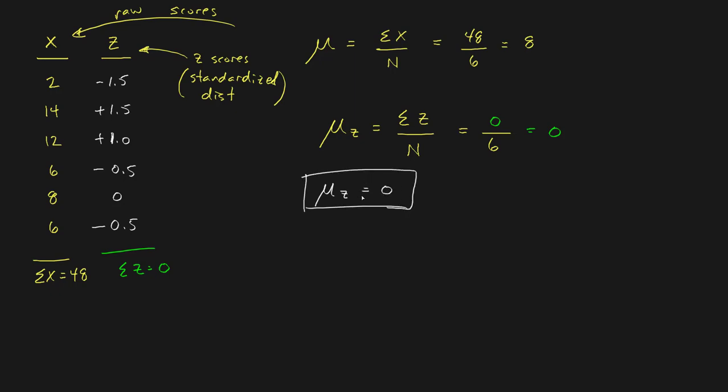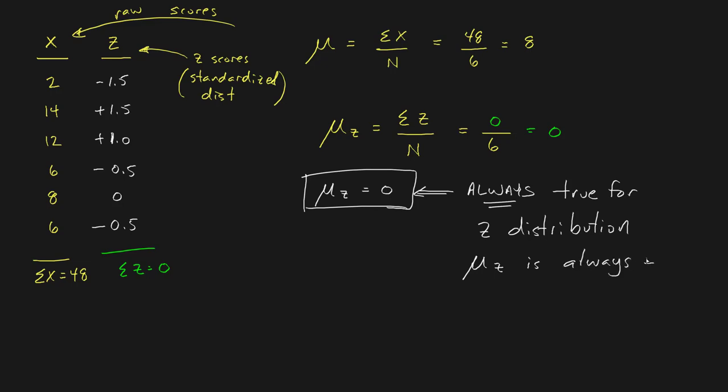Now this is true for this particular set of raw scores, for this particular distribution. I got a standardized distribution that had a mean of 0, a mean z-score of 0. But not only is it true here, this is always true for z distributions. No matter what set of raw scores you have, no matter what your distribution is of raw scores, once you convert your raw scores to a z distribution, the mean z-score will always be 0. So mean z is always equal to 0. So this is something you're definitely going to have to keep track of, that you're going to have to remember. So your mean z-score is always equal to 0.